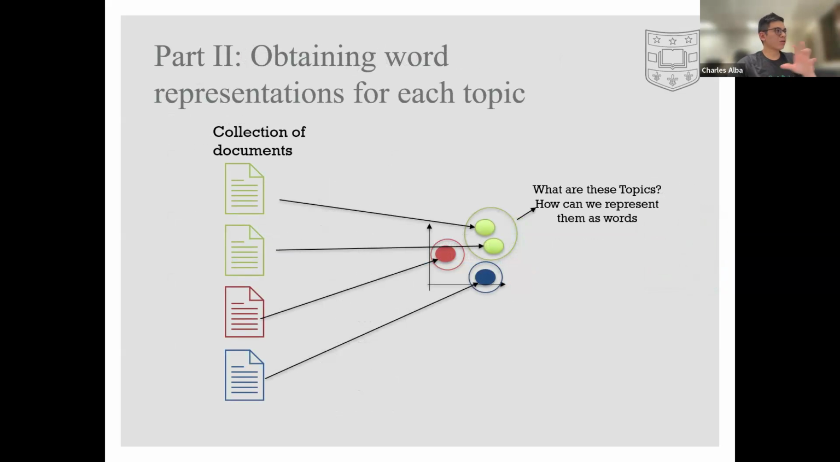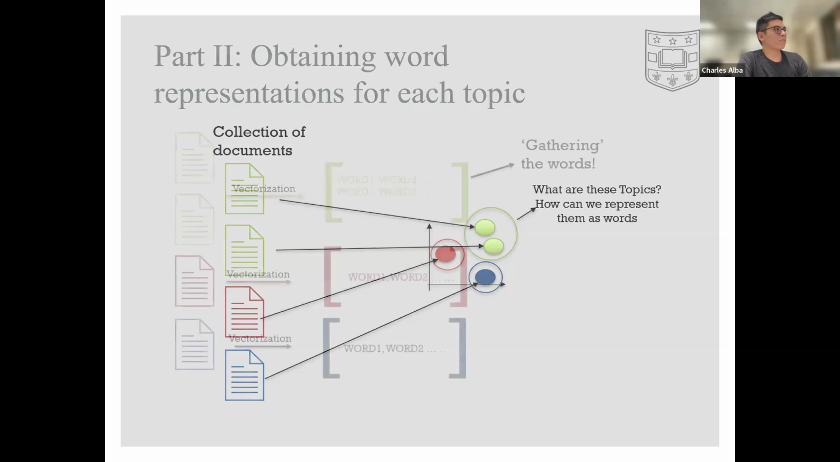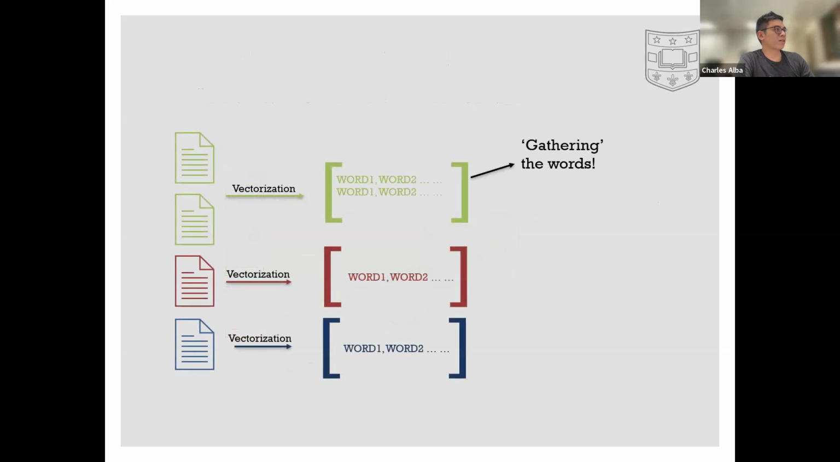Now that we've clustered them, we need to map them back into topics. We know how many topics there are, for example this one has 3. Initially we have a collection of documents, and we know which document belongs to which dot at this point, because we have traced them. So what BERTopic does is first vectorize the words of the original documents. You basically treat vectorization as a gathering of the words.